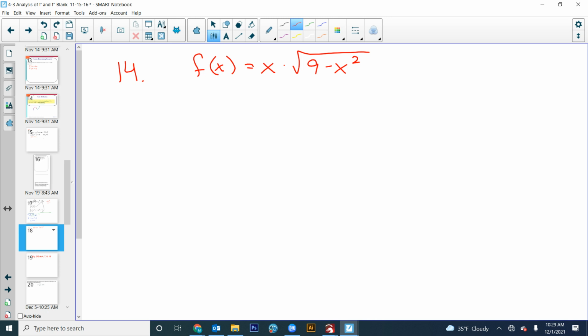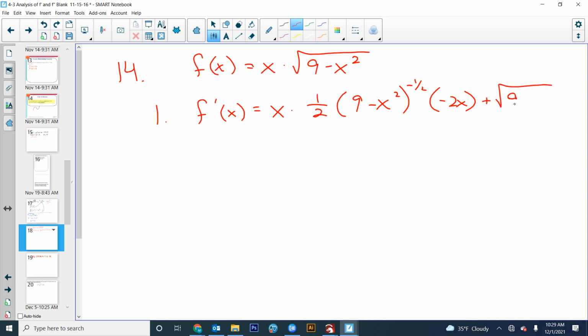Do we all agree? Product rule. Step 1. f prime of x: first times the derivative of the second, plus the second times 1, the derivative of the first.